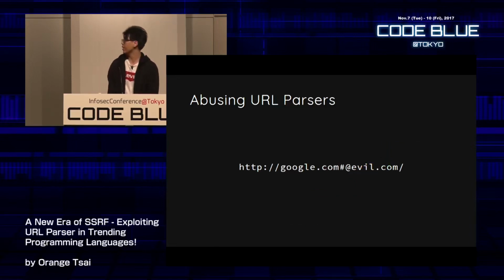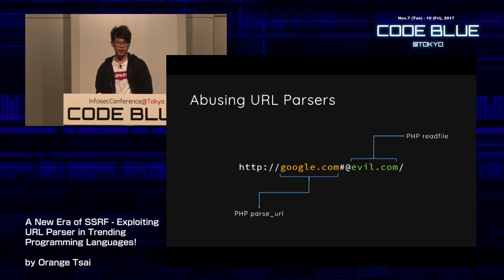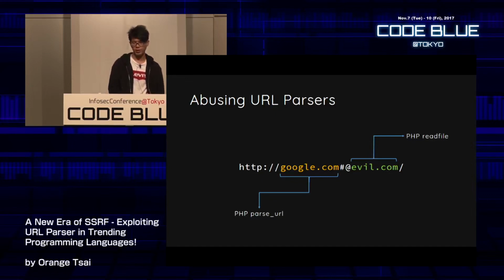And how about this URL? google.com@evil.com. This is another interesting case. parse_url will recognize google.com as the hostname, but file_get_contents fetches evil.com. This URL perfectly bypasses all the restrictions, but are you curious about which behavior is the right one?